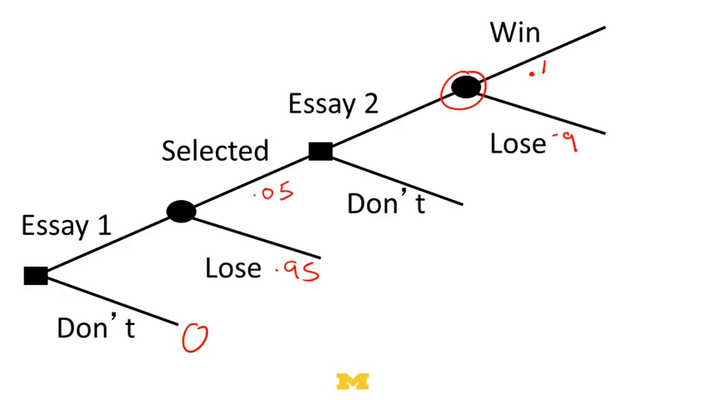Now I've got to figure out my payoffs. Well, if I don't write the essay, my payoff was 0. If I write the first essay and lose, I'm out $20, so that's minus 20. If I'm selected but then don't write the second essay, which is sort of a crazy thing to do, I'm also out $20. If I do write the second essay and lose, I'm out $60 because I wrote 2 essays, one for 20, one for 40. But if I win, then I get the $5,000 minus the $60 for the cost to me of writing the essay.